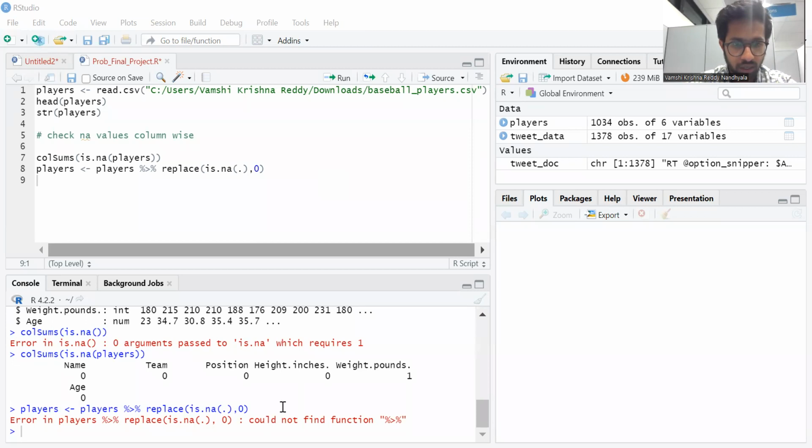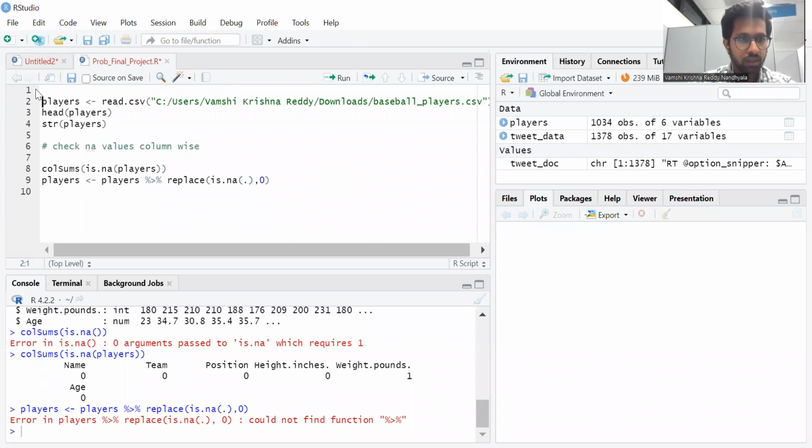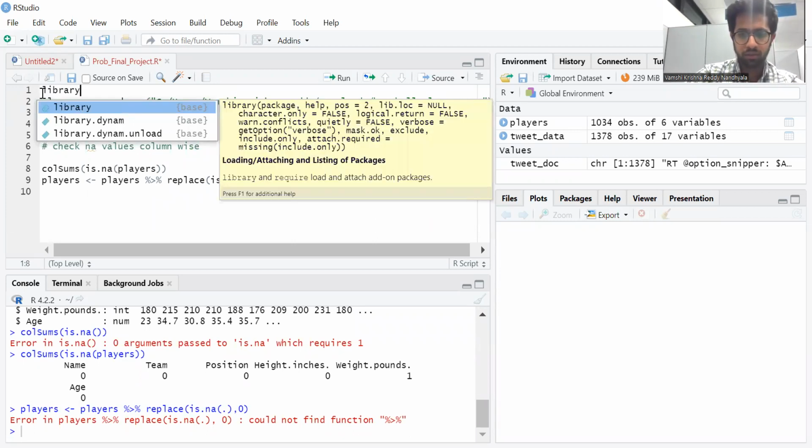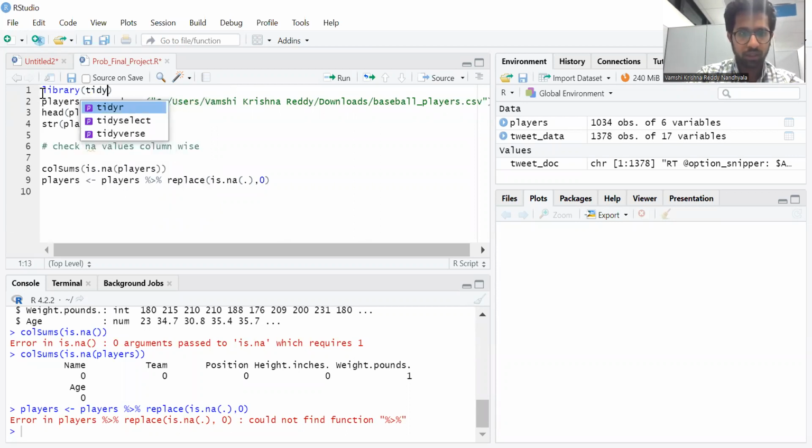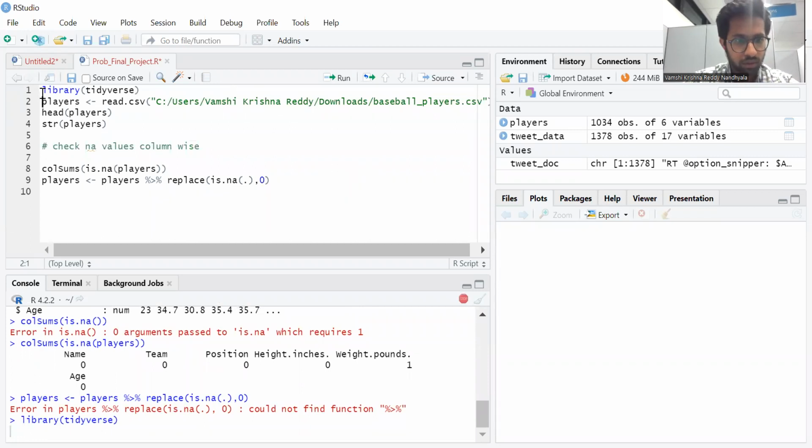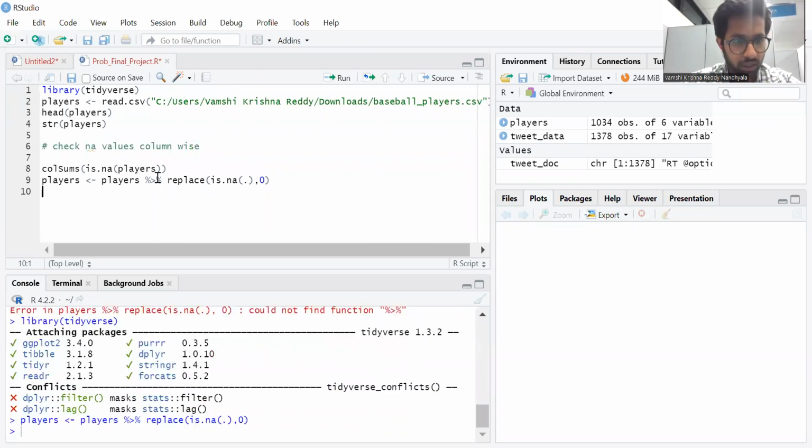So this is basically telling us that it could not find the function, this tidyverse function. I think I need to load the library of tidyverse over here. So let me load it and try again. Library of tidyverse. So I just loaded the library, and okay, now it's running.